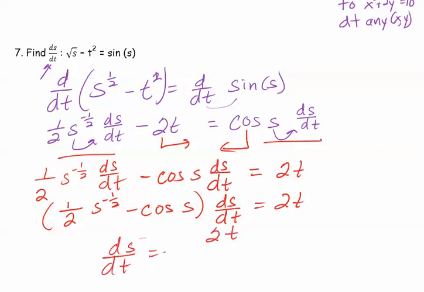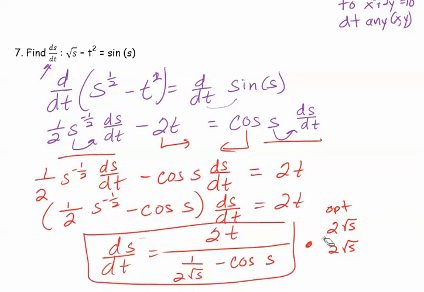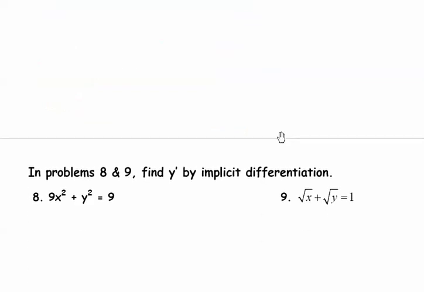So should we clean this fraction up? Should we write this differently? Well, this is 1 over 2 square root of s minus cosine of s. So should we clean it up? That would be completely up to you. So what would you do? We don't like complex fractions generally, so we could multiply through by 2 square root of s. So that would be the optional algebra. But generally what we're interested in is using this slope formula at a specific point. So if we're just going to plug in a specific number, I would only do that algebra if you need to in a multiple choice question.